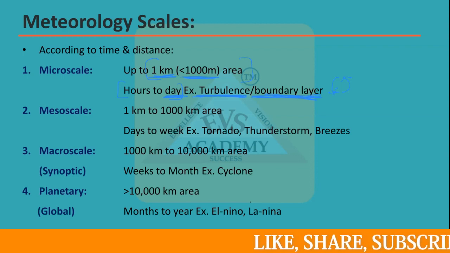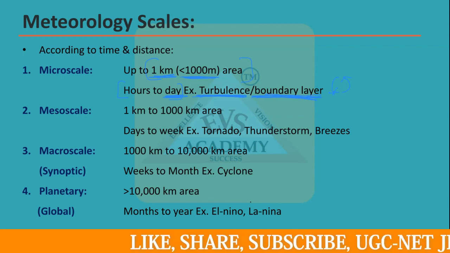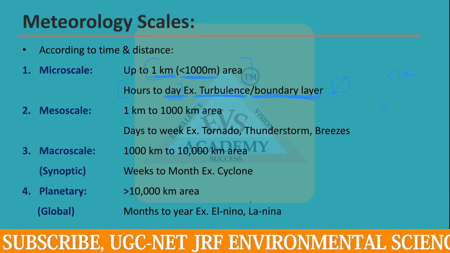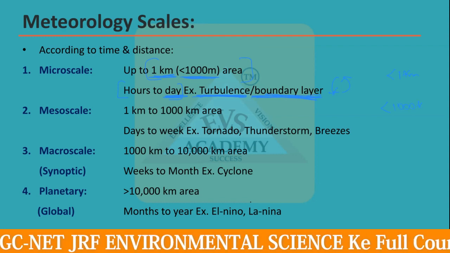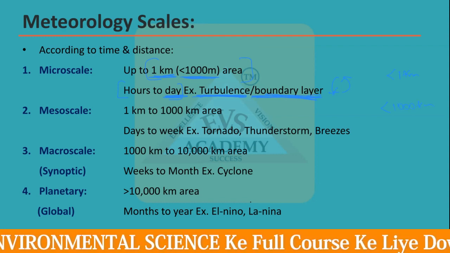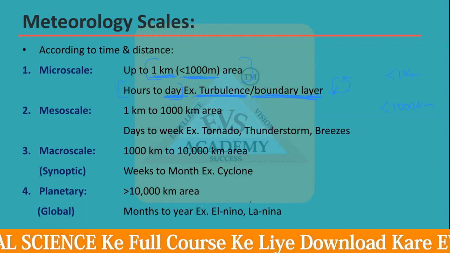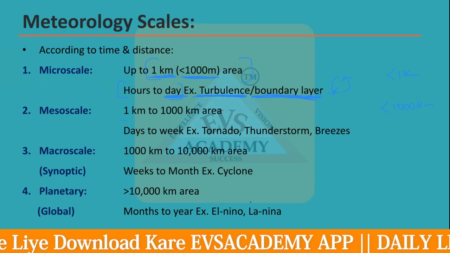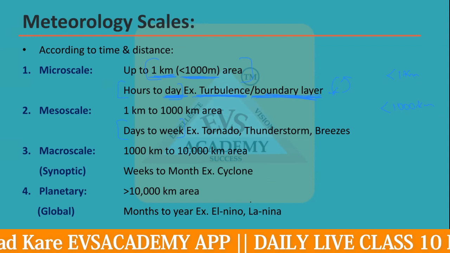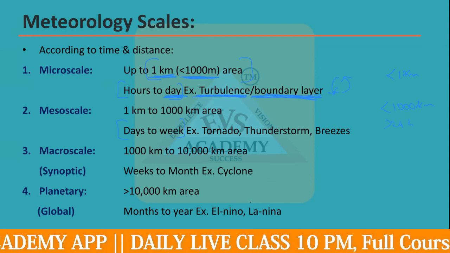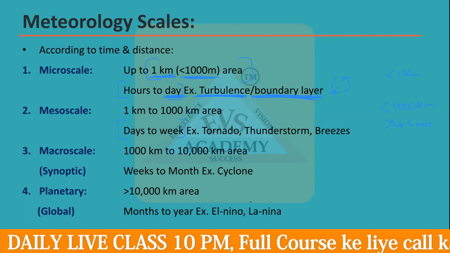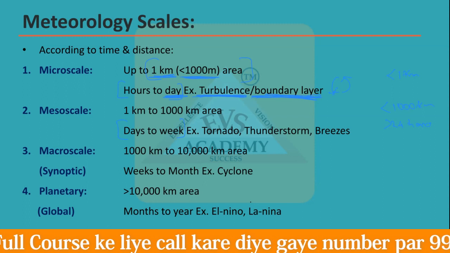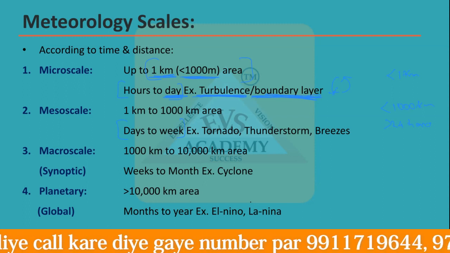Then the second scale is the meso scale. The micro scale was for 1 kilometer; now you have to add zeros. How many? 3 zeros, so 1000 kilometers. From 1 kilometer to 1000 kilometers, all phenomena would be meso scale phenomena. The time duration here would be days to a week. So at least more than 24 hours is required, and it should not exceed 7 days, or 1 week. All of that falls under the meso scale.